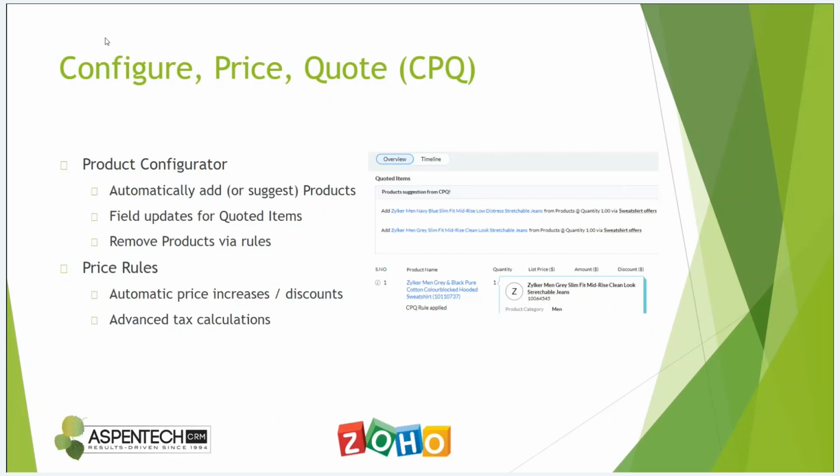There's also price rules. So there's always been price books in Zoho, and those haven't gone away. But now you can create price rules that are more criteria based. So if this, then that. So if the total for the quote is greater than $1,000, then apply a 5% discount across the board. You can do things like that.